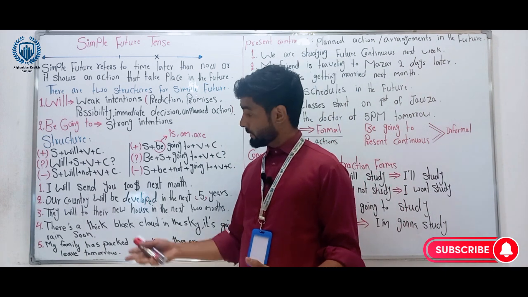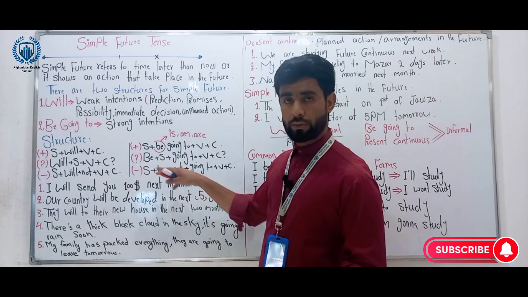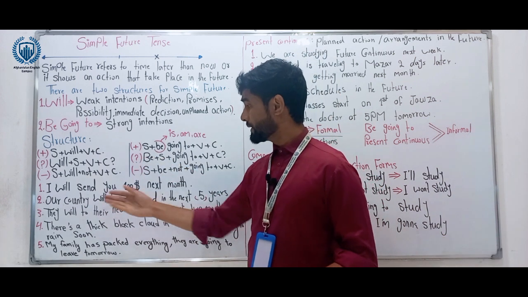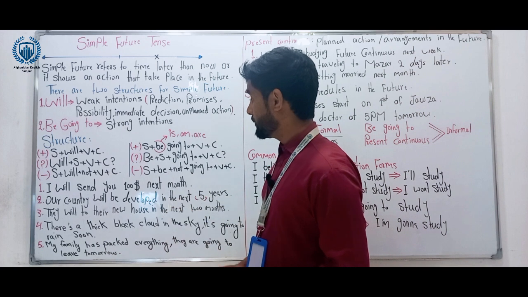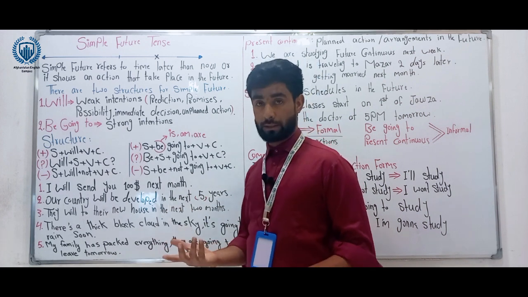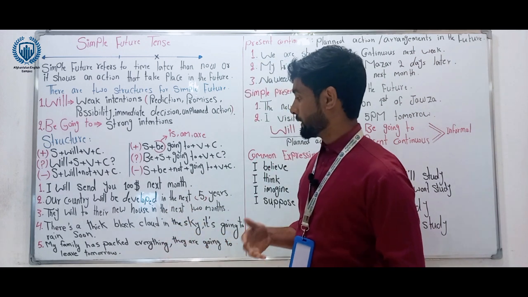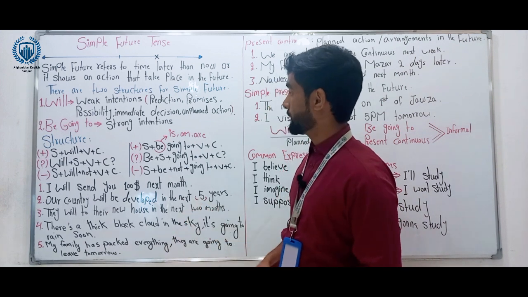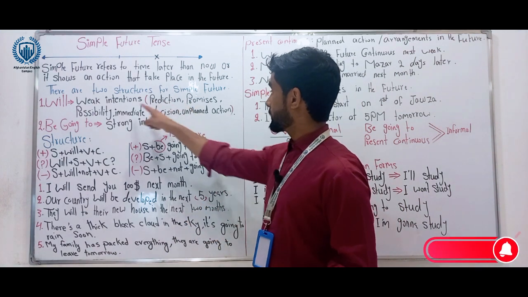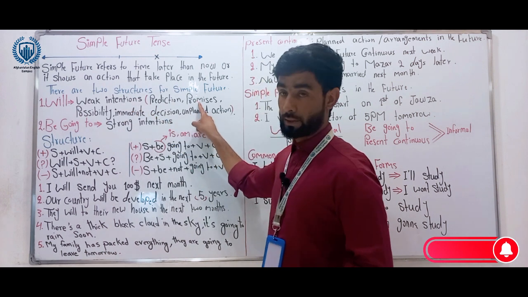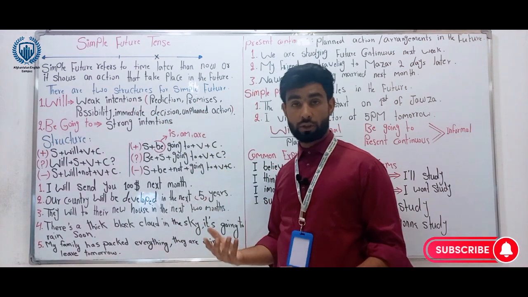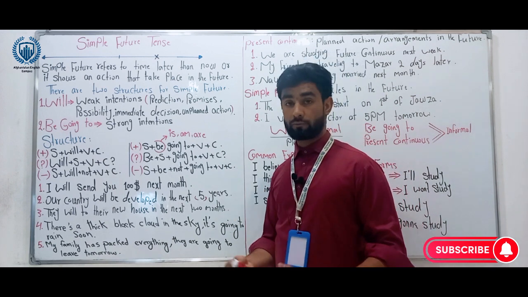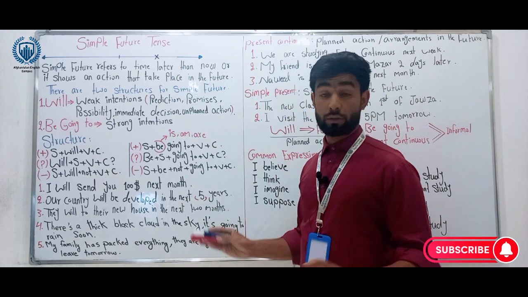Come to the examples. Let's see the examples of these two structures. What kind of examples can we give? The first sentence says, I will send you $100 next month. So it looks like a promise. As we said, will shows weak intentions such as promises. It's a weak intention and it's a promise. I will send you $100 next month. Someone tells me they need money and I don't have the money now.